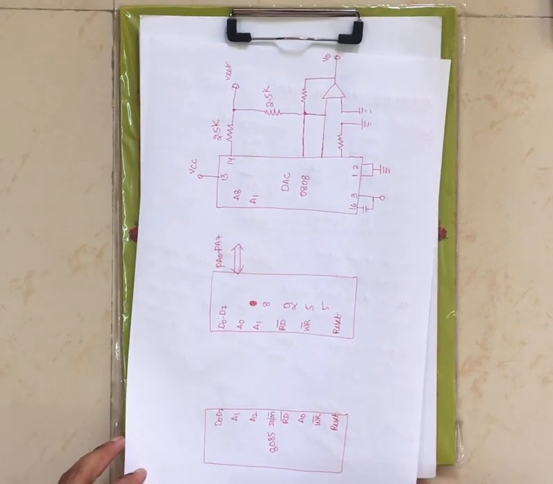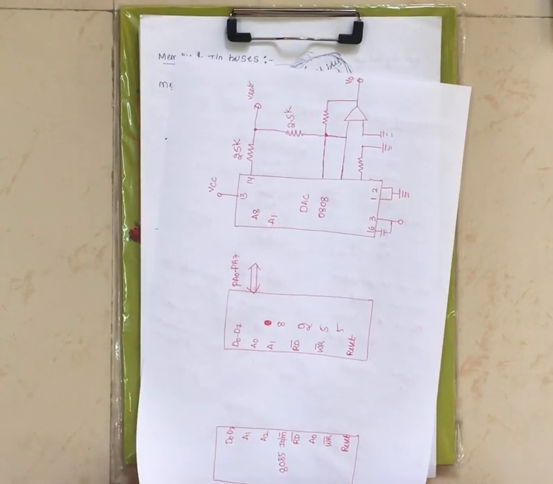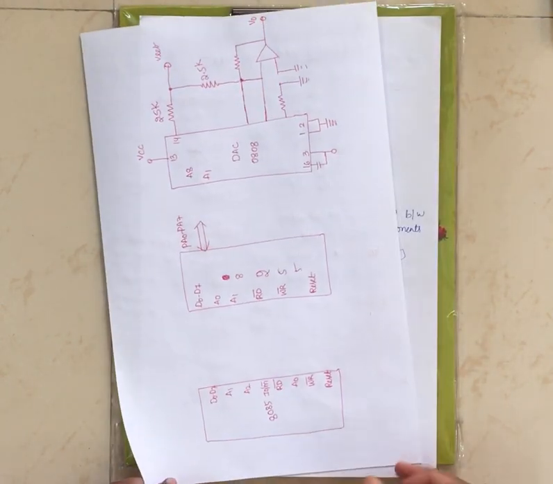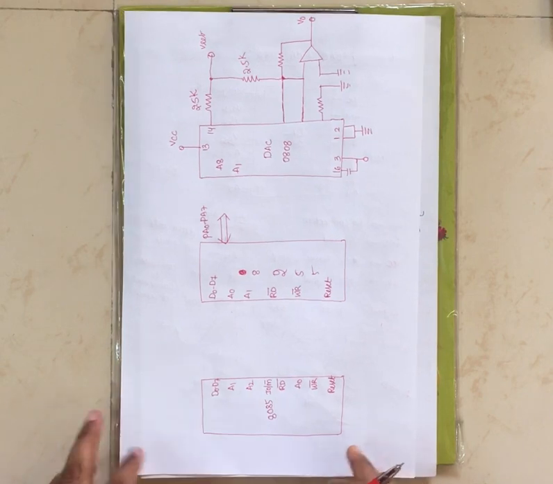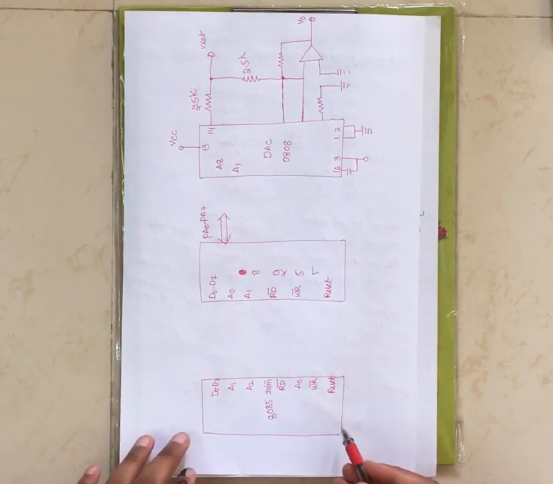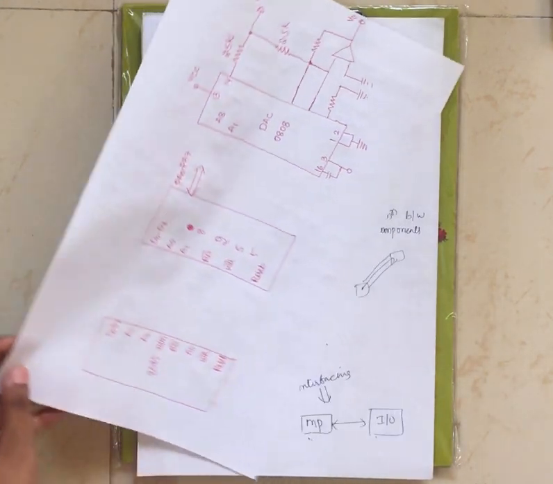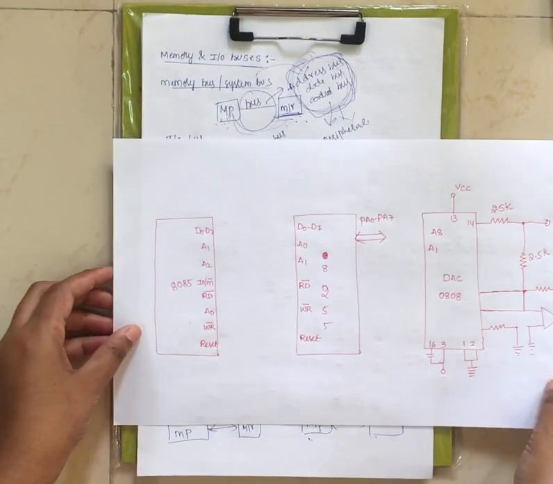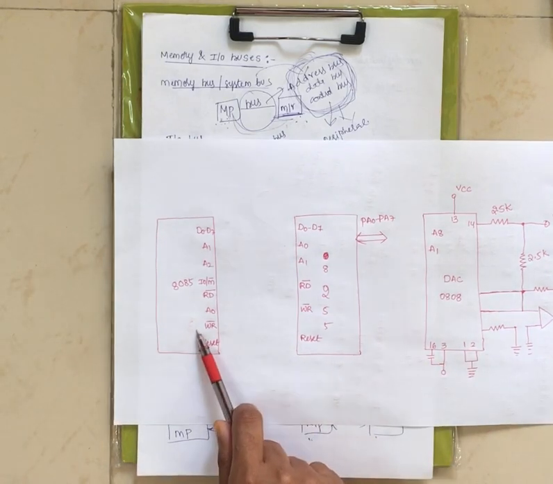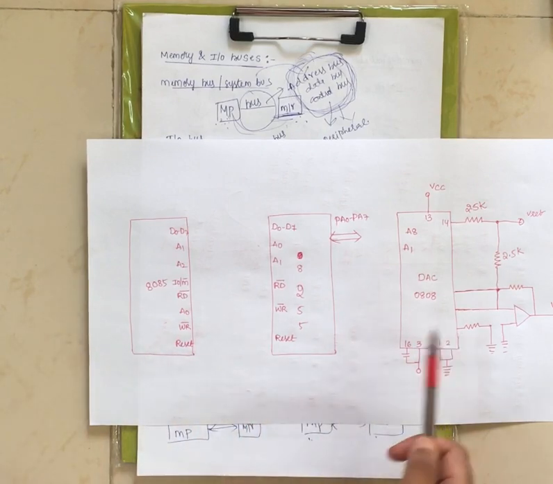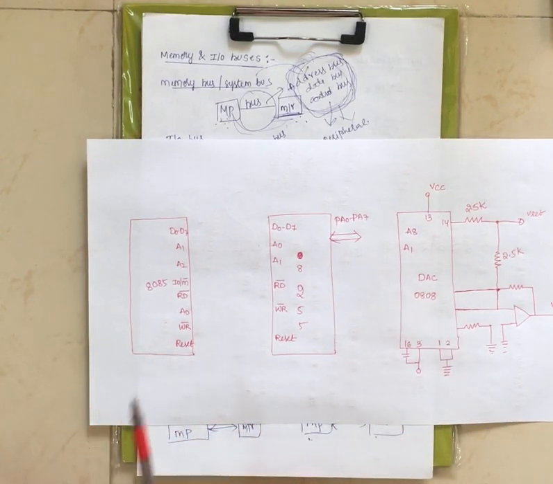Now this lecture is about interfacing of 0808, nothing but the DAC, with your 8085. Directly you can't interface the 8085 with your DAC, because it doesn't contain any IO ports. IO ports are used for input output communication.